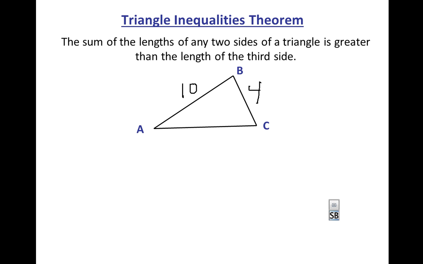This theorem is stating that the sum of sides AB and BC has to be greater than the length of the third side here, x. So basically, in other words, x has to be less than 14. Or you can think of it as AB plus BC has to be greater than the third side.